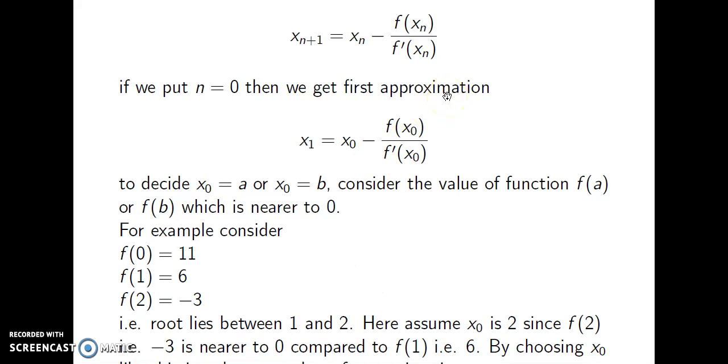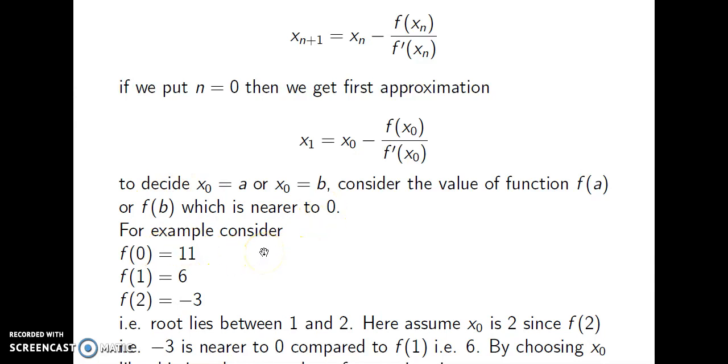Now in the Newton-Raphson formula, x_{n+1} equals x_n minus f of x_n upon f dash of x_n. If we put n equal to 0, then we get the first approximation x1 equal to x0 minus f of x0 upon f dash of x0. Now we have to decide the value of x0. x0 is either a or b. Consider the value of the function f of a or f of b which is nearer to 0.